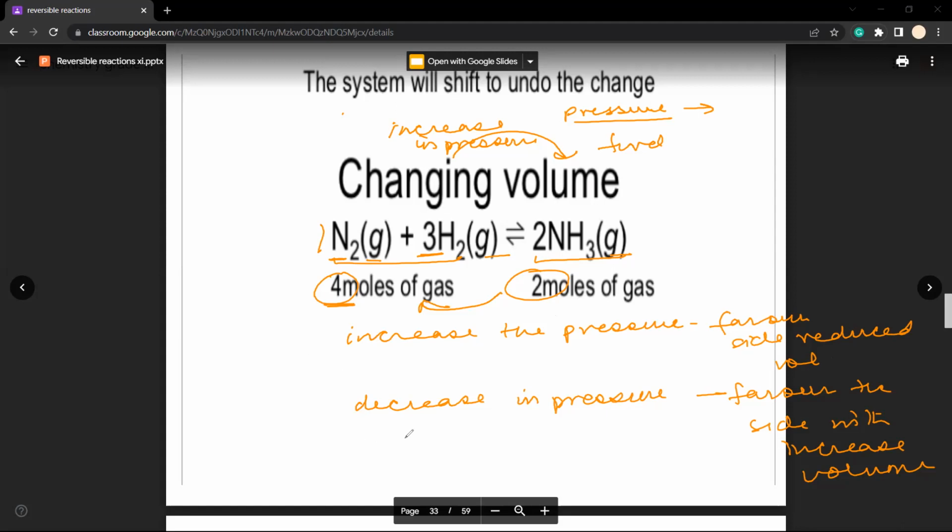But what if we have the same number of volumes on both sides? I have two volumes of gas on the reactant side and two volumes of gas on the product side. Then there is no effect of pressure. Okay? Whether you increase the pressure or decrease it, if you have the same volume on the reactant side and the product side, then there is no effect. There will be no effect of pressure.